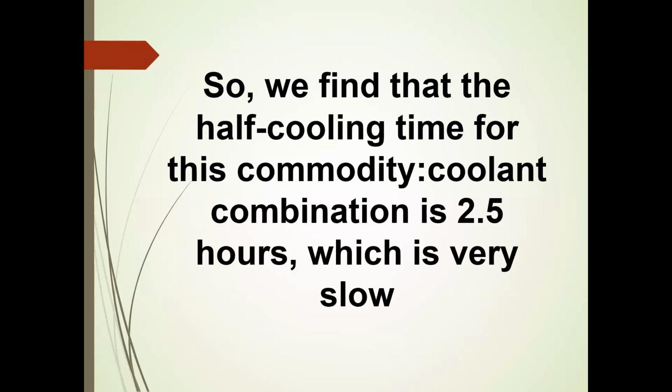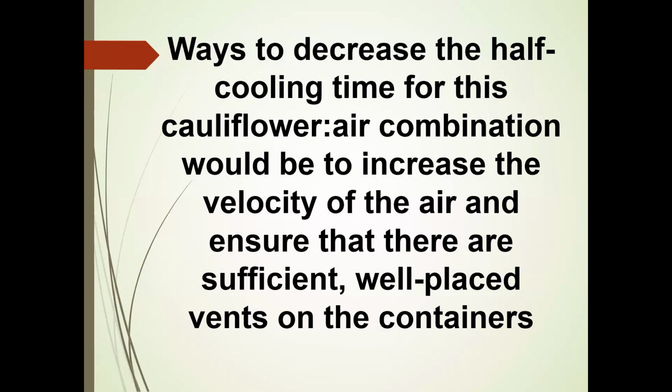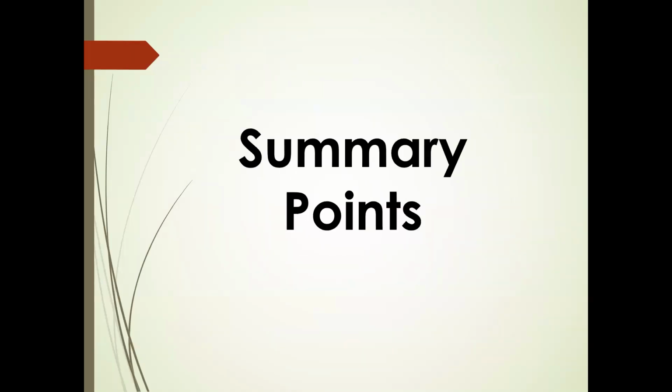2.5 hours is a very slow half cooling time. Ways to decrease the half cooling time for this cauliflower air combination, that is, ways to increase the efficiency of the cooling process, would be to increase the velocity of the air and to ensure that there are sufficient well-placed vents on the containers.